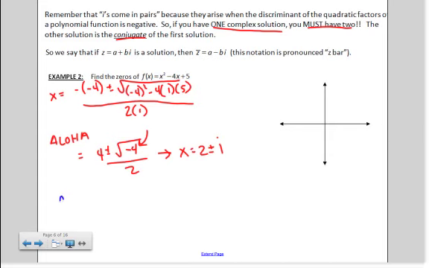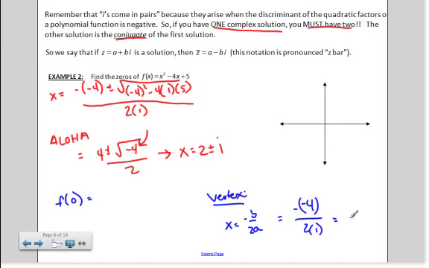Down here, we also can find the vertex. Remember that the vertex is x equals negative b over 2a. That gives us the x-coordinate. And we get negative of negative 4 over 2 times 1, and with all your simplifying, that becomes 2. And when we plug that in, our vertex becomes the point f of 2. F of 2 is 1, so we get the point (2, 1).